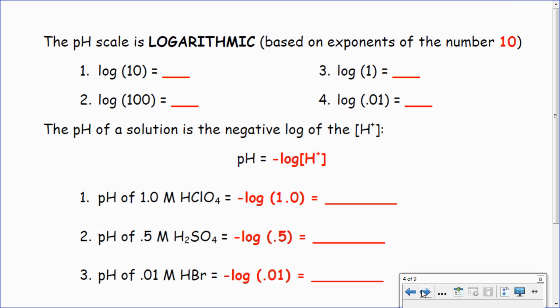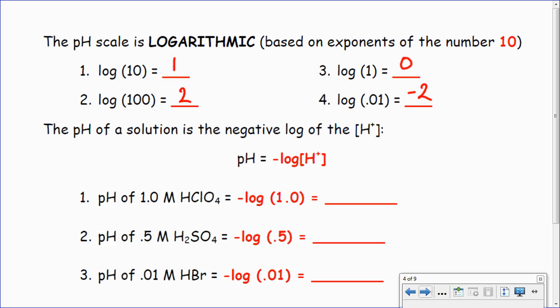Now, the pH is a logarithmic scale, which means that it's based on the number 10, powers of 10. Log of base 10 of 10 is 1. So I've got my calculator here. I'm just going to do log of 10, which is 1. Log of 100 is 2. Log of 1 is 0. And log of 0.01 is negative 2.